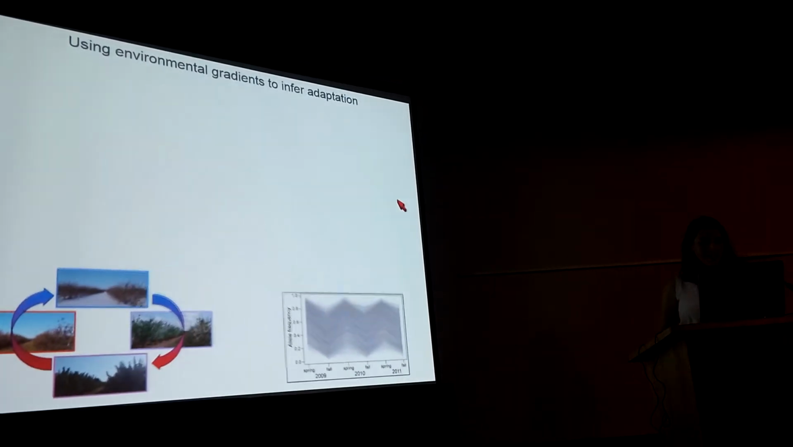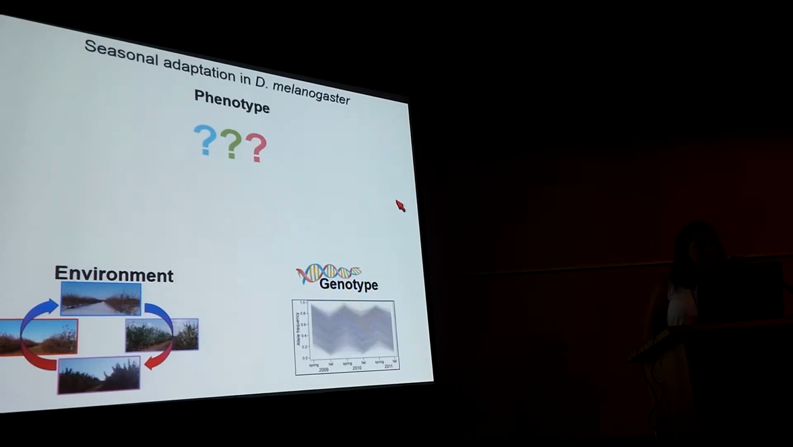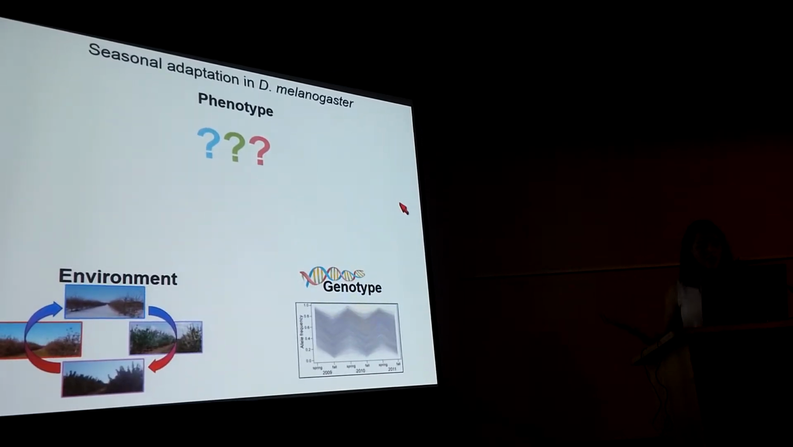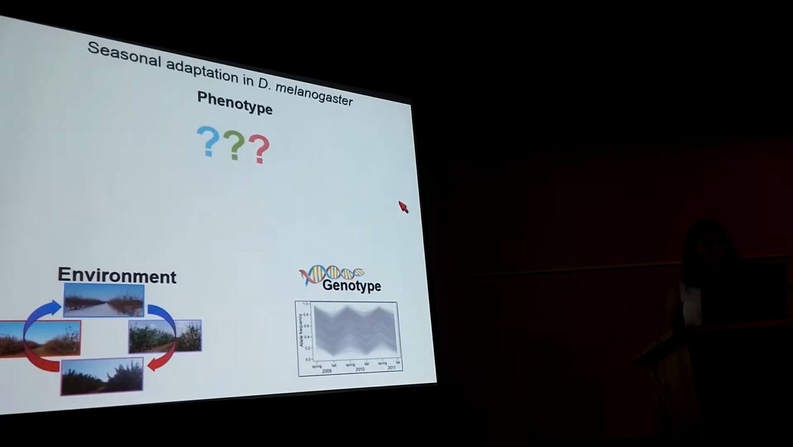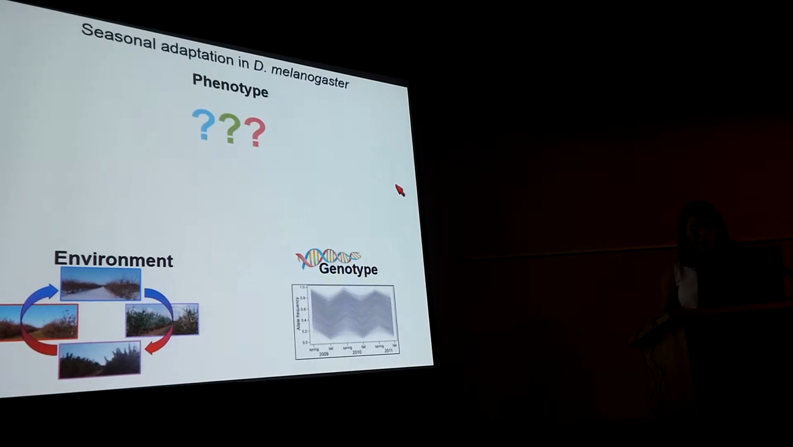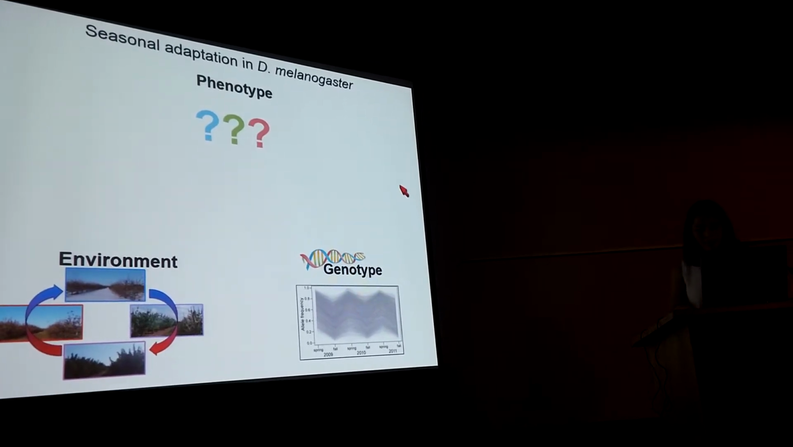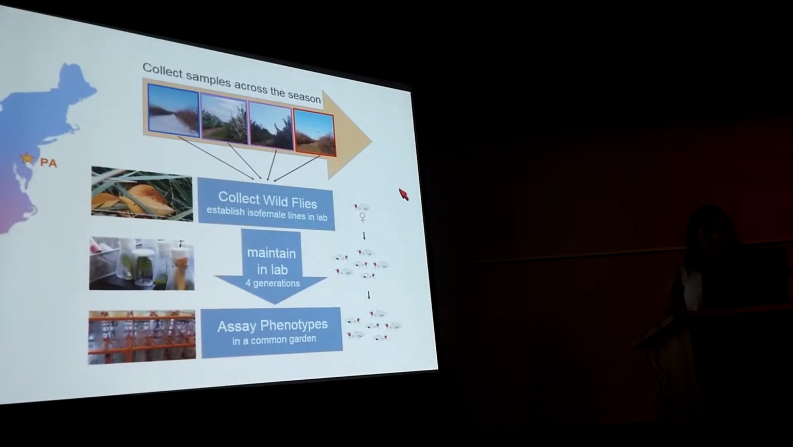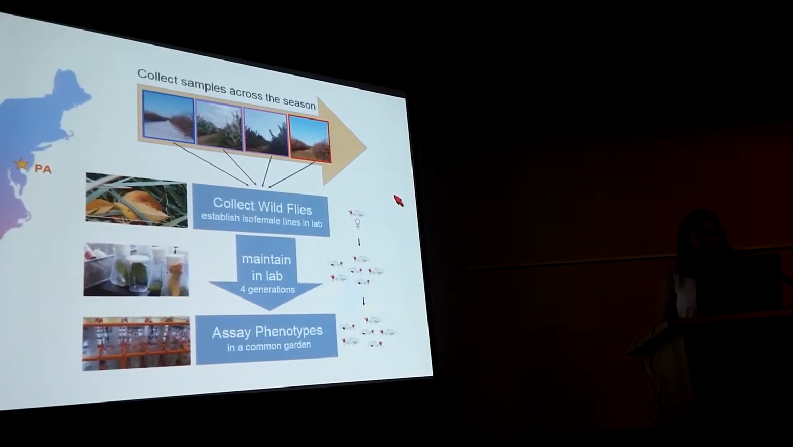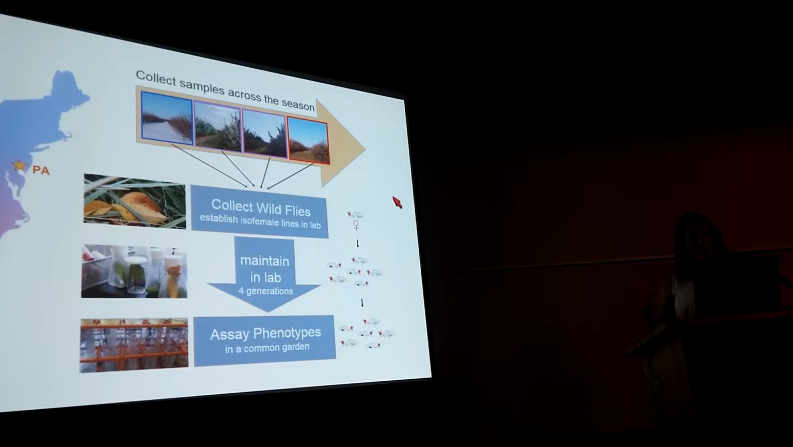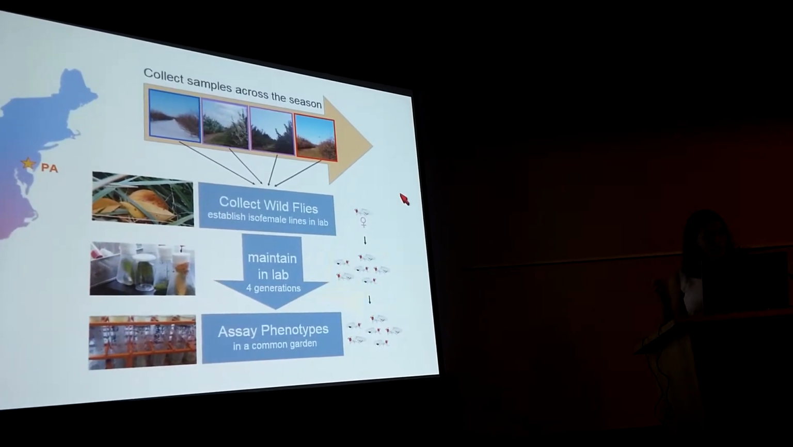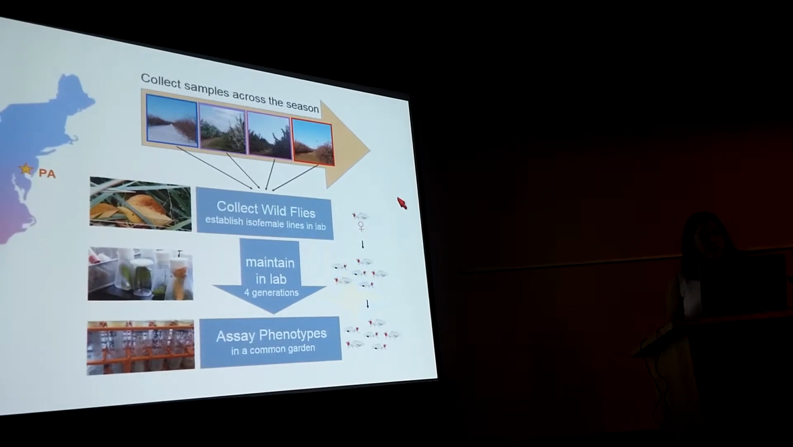So overall, we see that the environment is cycling across seasonal time and imposing different selection pressures, and that there's a genetic basis of change. And what I'll be talking about today is asking what phenotypes are under selection over the same time scale. To do this, I focused on an orchard in a temperate location in Pennsylvania, and I collected across seasonal time. I collected females that had been inseminated in the wild and established isofemale lines.